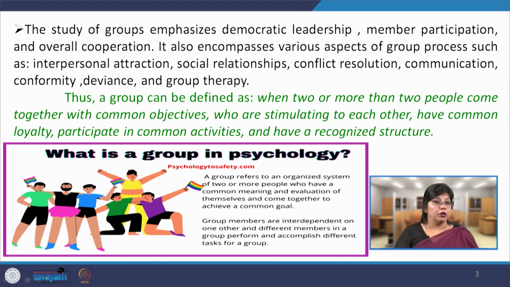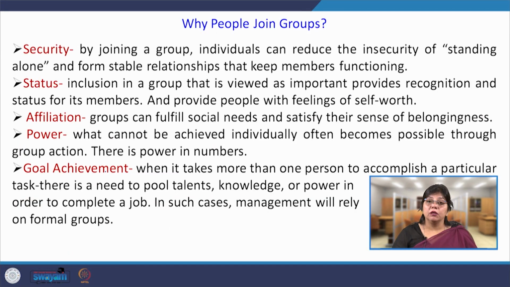So, a group plays a very important role when it comes to attitude formation, conflict resolution, participation and leadership. But the most important question is why people join groups. It is not only about meeting a common objective. Anybody can join or form a group to meet a common objective or shared goal, and people can disband. But there are some psychological needs of an individual which force a person to join a group while satisfying those needs. Those needs can be in the form of security, status, affiliation, power, and goal achievement, apart from achieving shared goals.